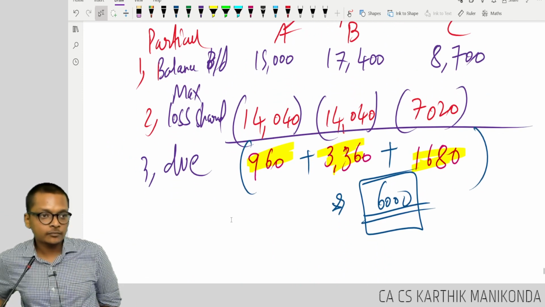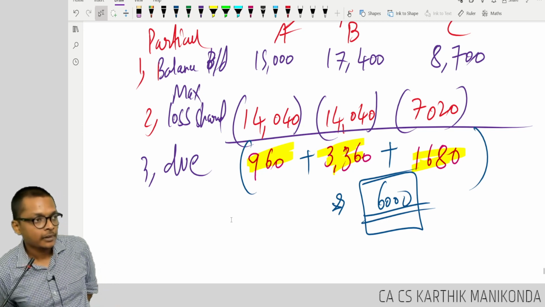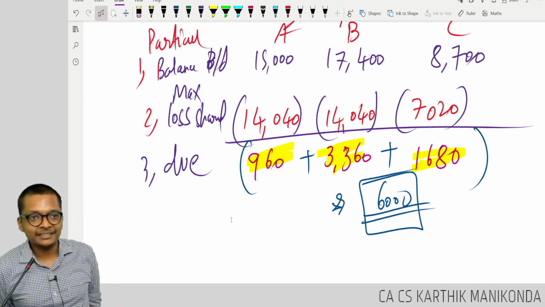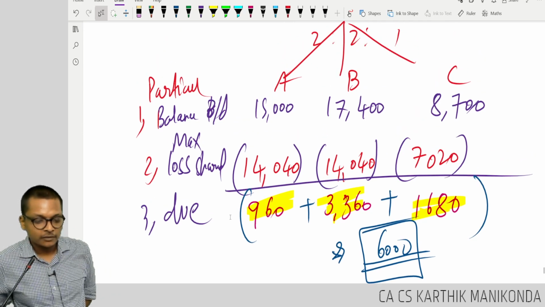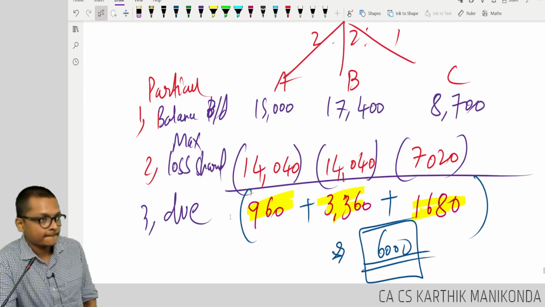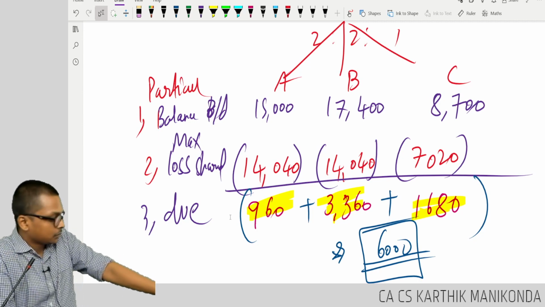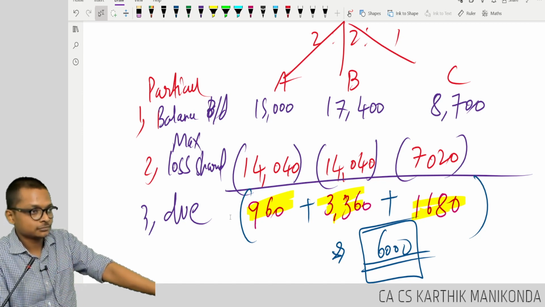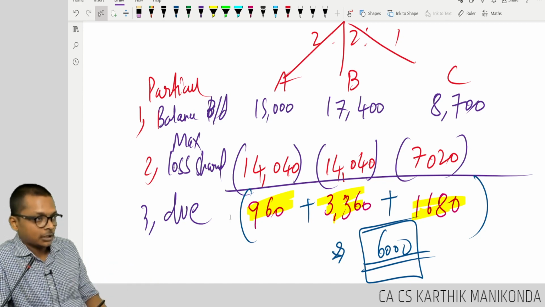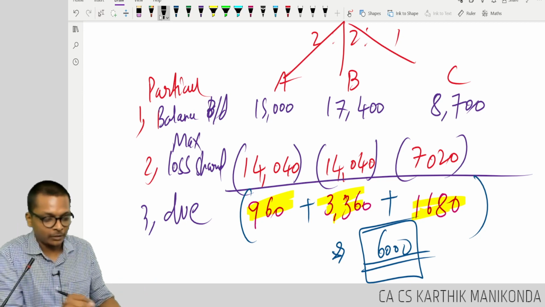Are you following? Clear? Online, if you understood, type a yes. Otherwise, I'll repeat again. Quickly make a note of working note 2, guys. What if it's more than 6,000? The working note is wrong. It will not come. I'll tell you the logic.